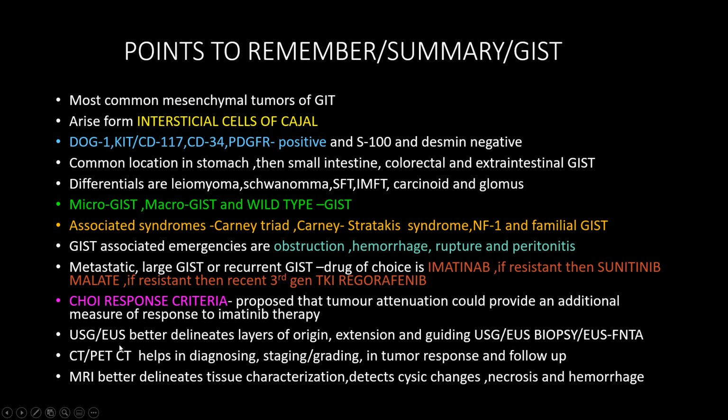Ultrasound and endoscopic ultrasound better delineate the layers of origin and extension, and can guide biopsy or endoscopic ultrasound guided fine needle tissue acquisition. CT and PET CT help in diagnosing, staging, and grading of the tumor, even in tumor response and follow-up. MRI better delineates tissue characterization, and detects cystic changes, necrosis, and hemorrhage better than CT.